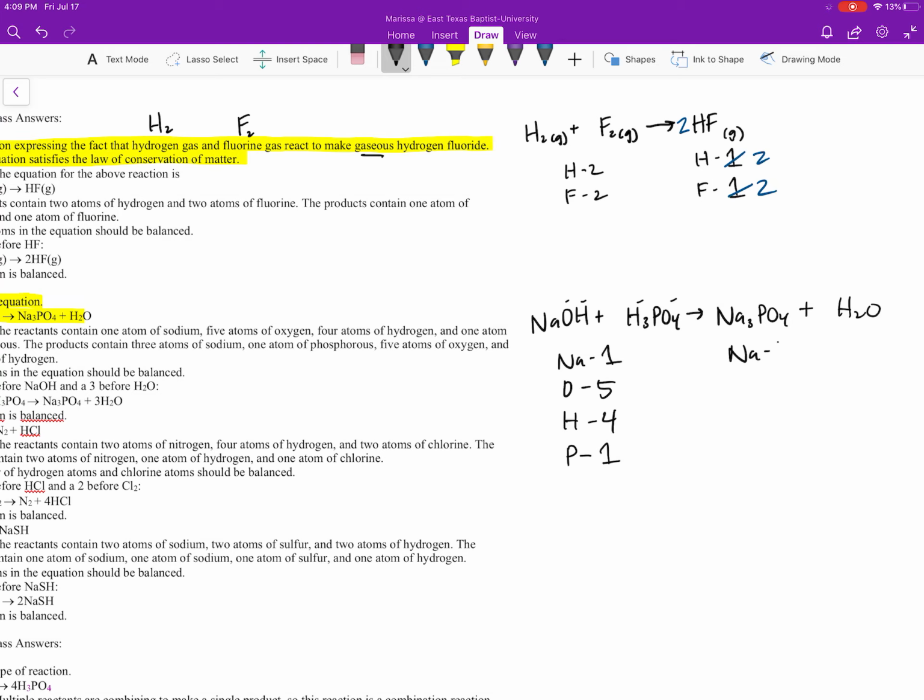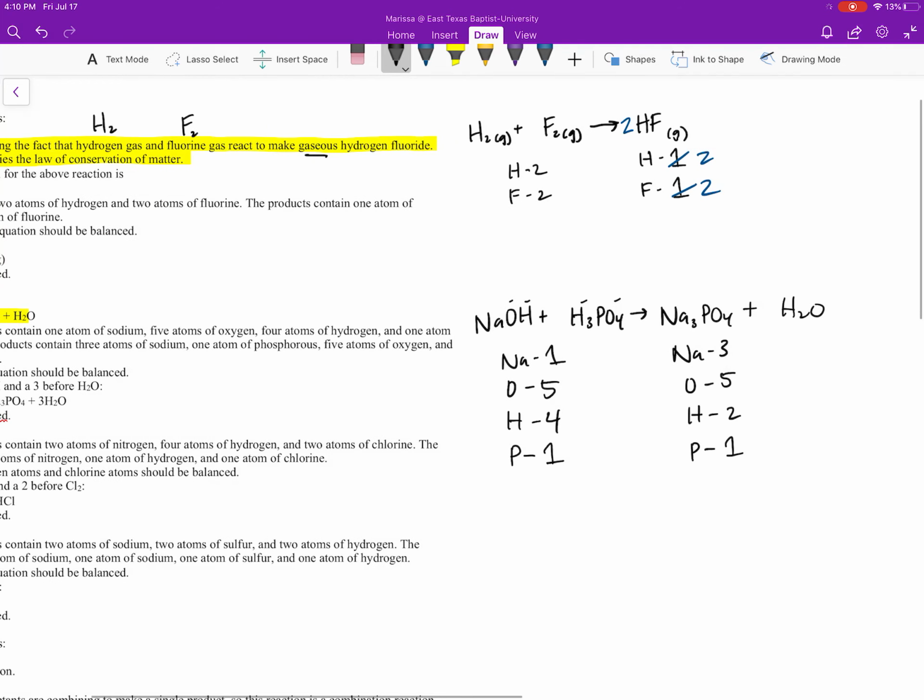So I'm going to do the same counting on the right, and I'm going to keep my elements in the same order, even though I'm counting them. It's going to feel like I'm counting them out of order, but that's so that I can compare my list. So in this case, I need 2 more sodiums for a total of 3 on the left. So I'm going to put a 3 in front of this sodium hydroxide, and this is going to give me 3 of these.